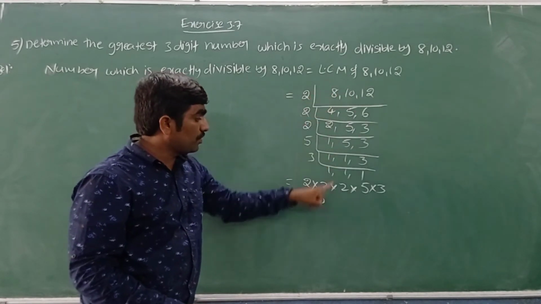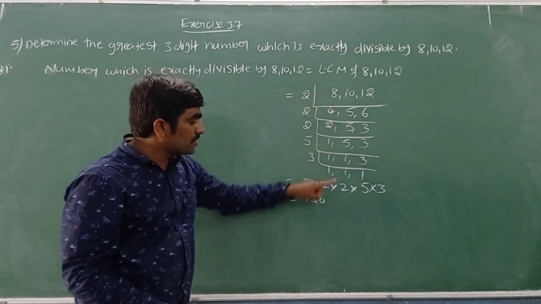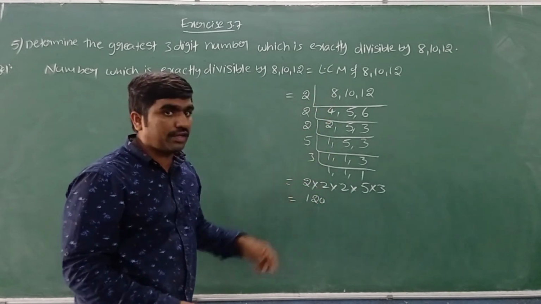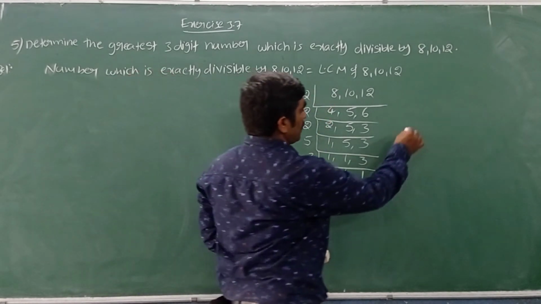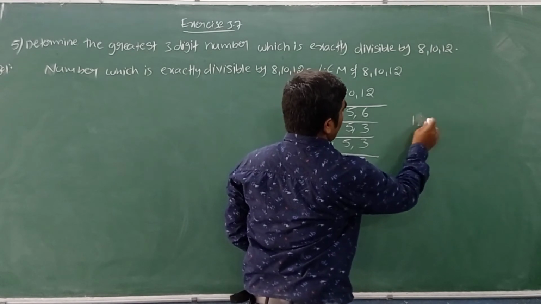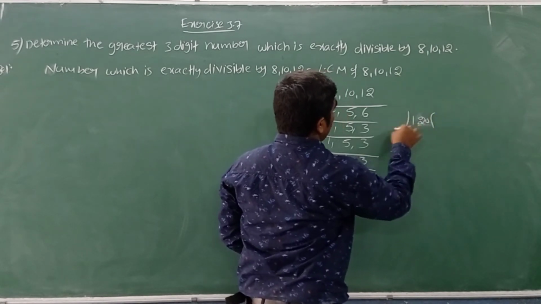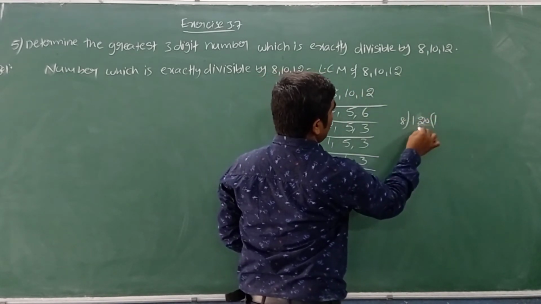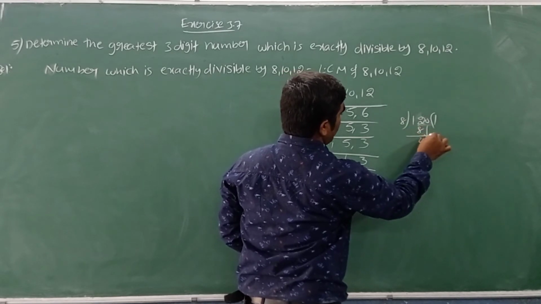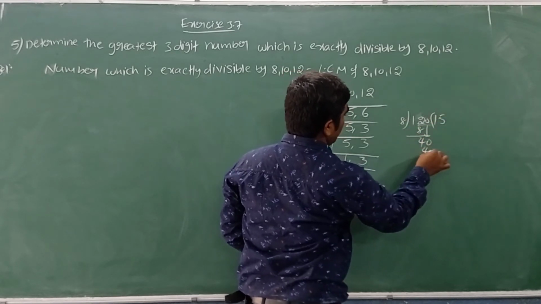8 table goes in 120. Even 10 table goes in 120, 12 table goes in 120, right? If you have any doubt, you can check it. Let me check with any one of the numbers. 8 table, 8 1s are 8, 12 minus 8 is 4. Let me take 0 down. 8 5s are 40. Yes, remainder is 0.